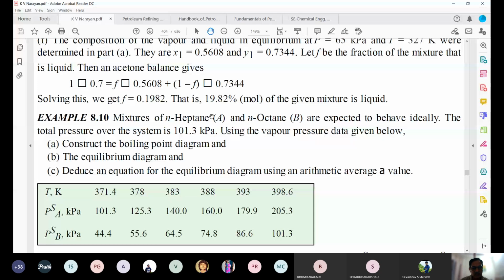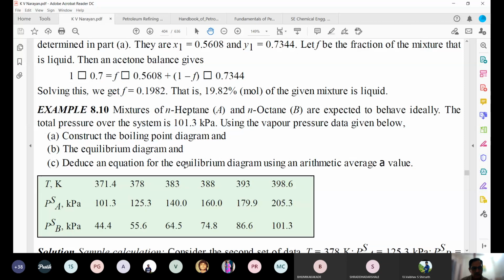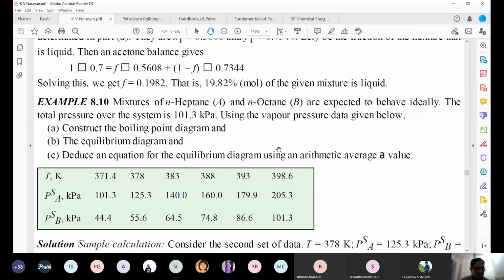Mixtures of n-heptane, heptane is lower boiling, A, instead of 1 is given A here, and n-octane, octane का boiling point ज़्यादा है, B, are expected to behave ideally. The total pressure over the system is 101.3 kilopascal. Using vapor pressure data given below, construct the boiling point diagram and the equilibrium diagram and deduce an equation for the equilibrium diagram. ठीक है, C part नहीं करेंगे हम, ज़्यादा सोचेंगे नहीं. Let's do A and B part.